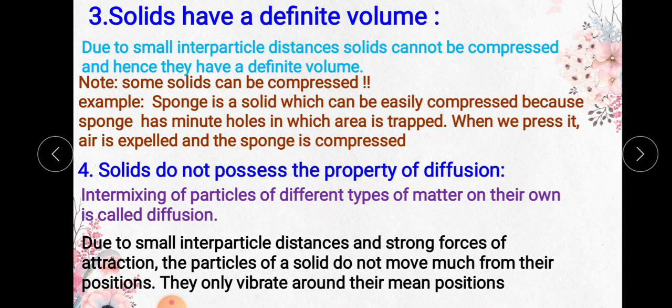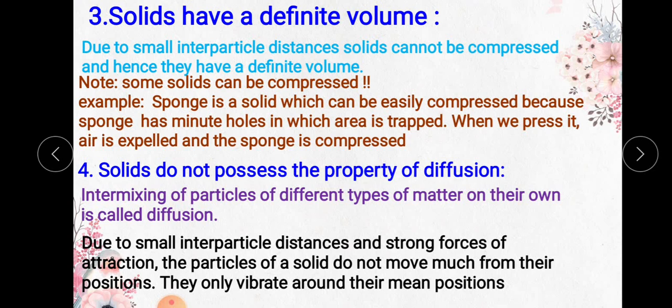Can you compress a notebook or pen? No, not possible, because only a substance that has minute holes or pores can be compressed. When you compress the sponge, the air trapped in those holes is expelled and we can compress it easily. So that is an exceptional case for a solid. A sponge is also a solid even though it can be compressed. Only a sponge is a solid which can be compressed easily. Very important point: because of these minute holes, the air trapped inside is expelled, and because of that we can compress it easily.